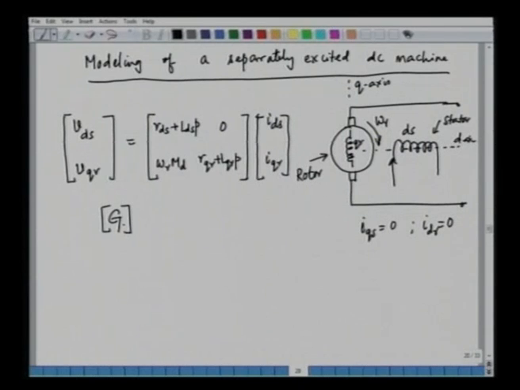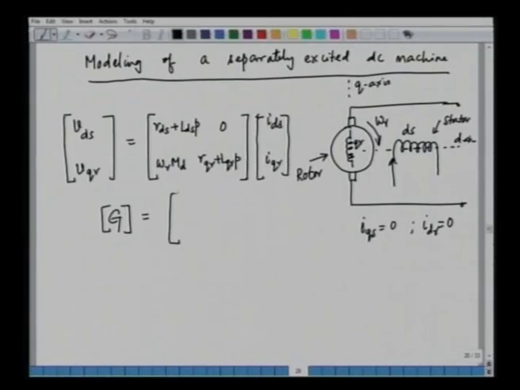G matrix is the matrix associated with the speed, that is omega r. So, we can write down this G matrix. This G matrix would be 0 and 0 here, and this is MD and 0. This is the G matrix. It is a 2 by 2 matrix associated with the speed, that is omega r.